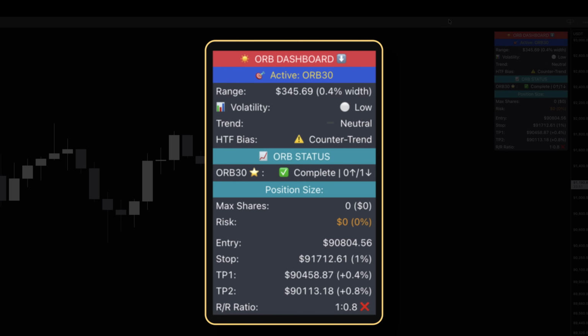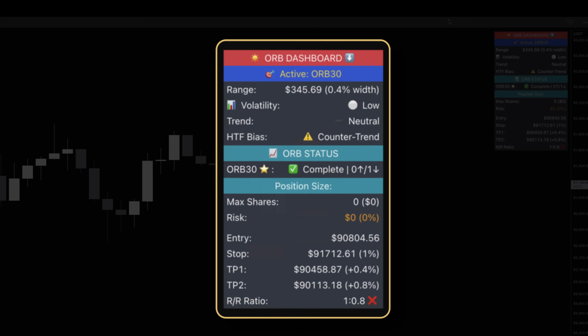The dashboard presents live trade metrics, including entry price, stop-loss distances, position size in multiple currencies with live exchange rates, risk-reward ratios, volatility assessment, and session statistics tracking wins, losses, and win rate.